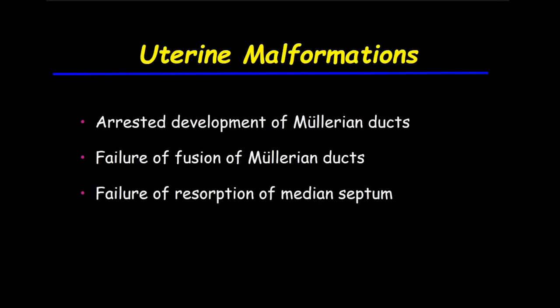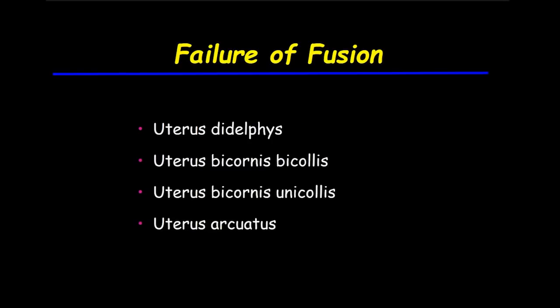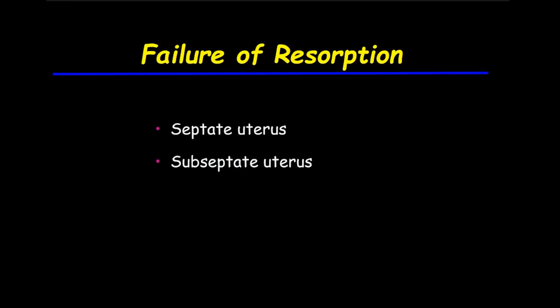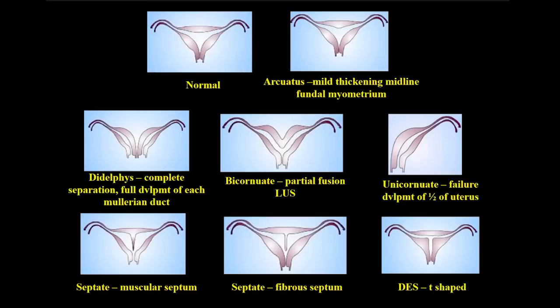Uterine malformations can occur due to arrested development of the ducts, failure of fusion of the ducts, and failure of resorption of the median septum. Failure of fusion can lead to uterus didelphys, bicornuate uterus, and the arcuate uterus. Failure of resorption of the median septum can be complete or incomplete, leading to septate or subseptate uterus. These are pictures demonstrating a normal uterus on top, abnormalities due to failure of fusion, and abnormalities due to failure of resorption.